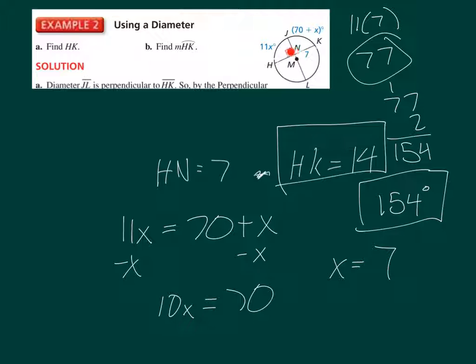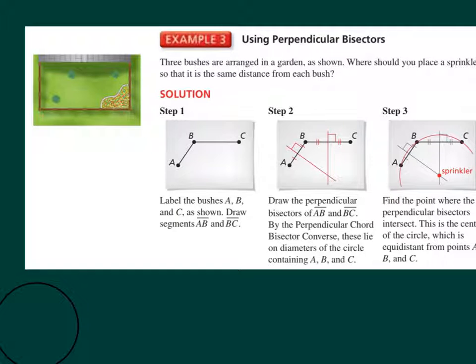Some people will assume that because these are both 90, that this arc is also equal to 180, but realize that's not the diameter, that's just a chord, so it can't be the whole 180 degree arc. Okay, so this one is actually one that would have been pretty hard to explain without having the solution.